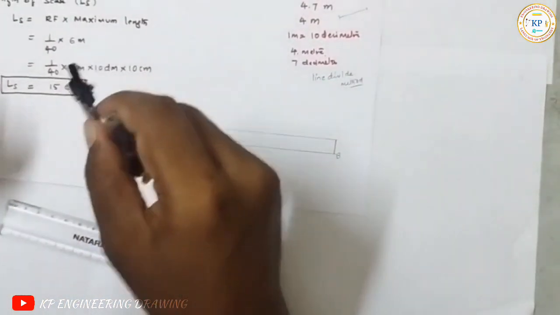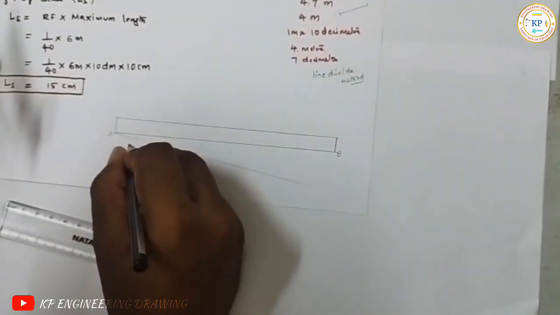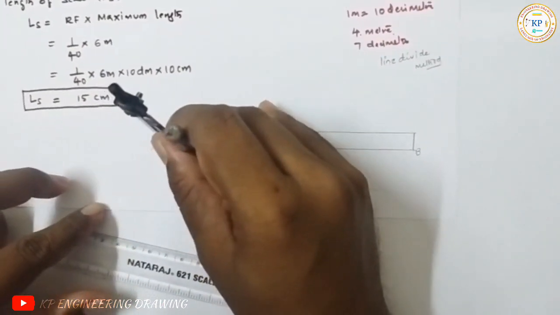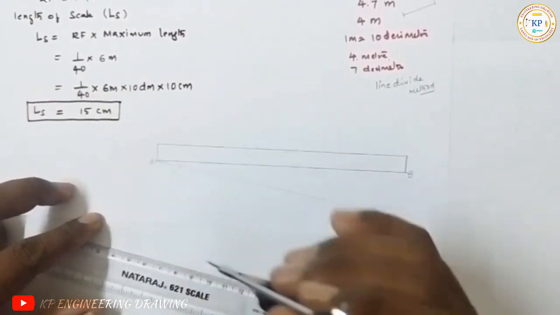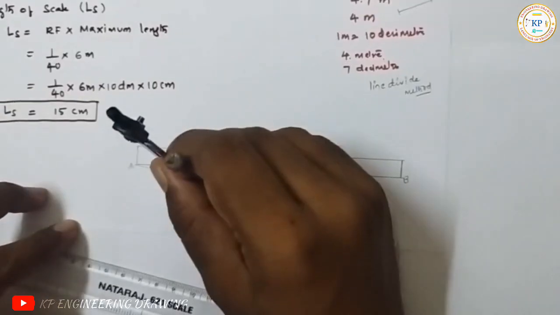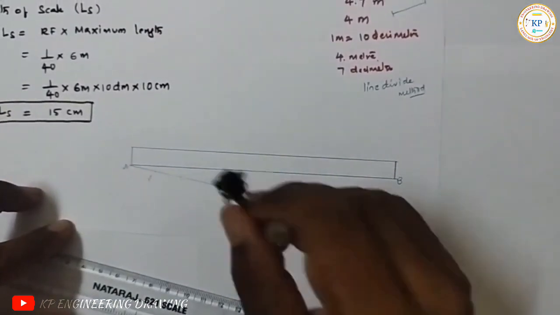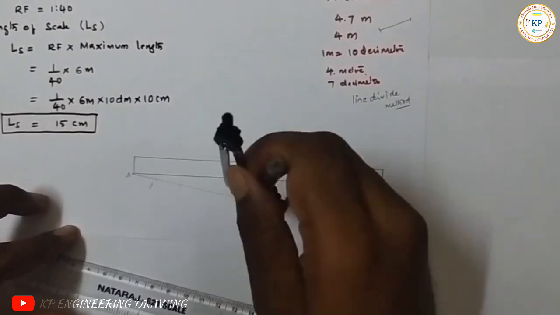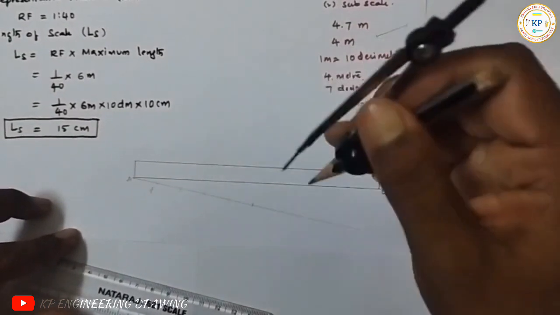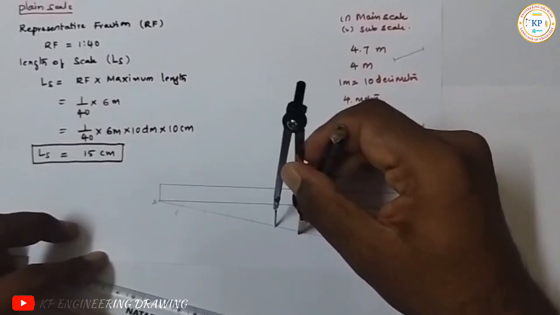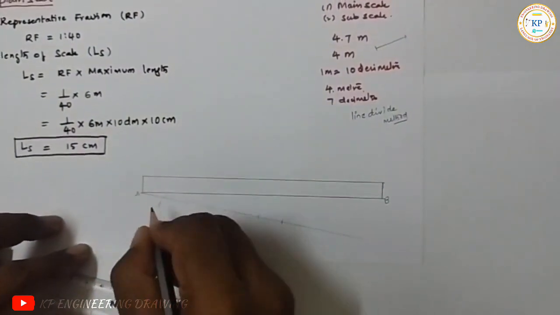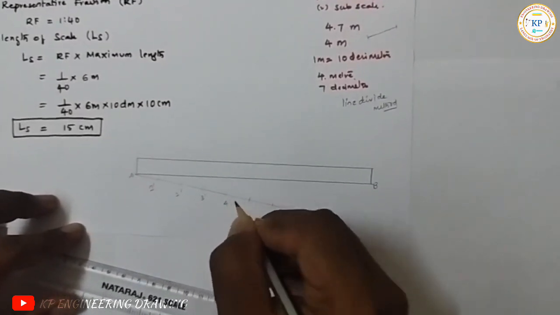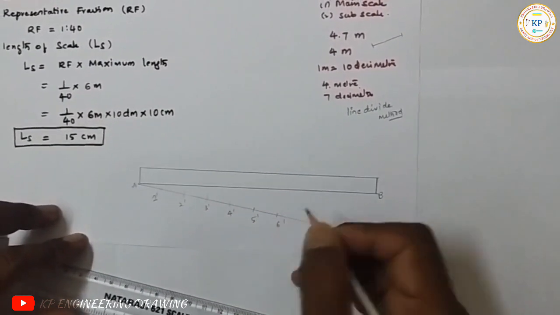Okay. Now with the same radius, so no change in radius, say this is 1 dash. With 1 dash as center and the same radius, you cut one more point. Again with the same radius, 3, again the same radius, 4, with the same radius 5, with the same radius 6. So here it is 1 dash, 2 dash, 3 dash, 4 dash, 5 dash and 6 dash.